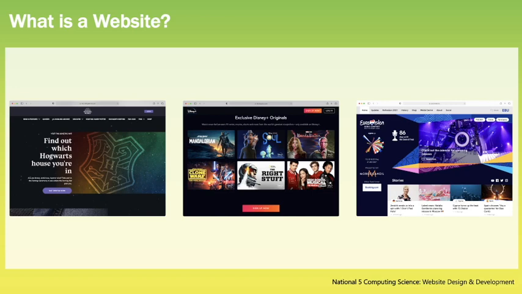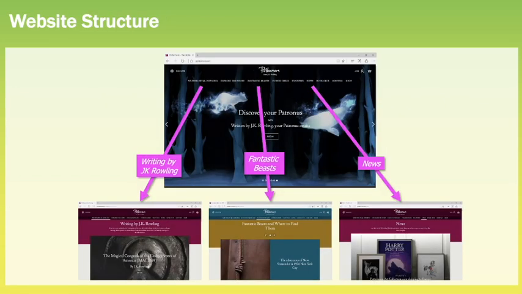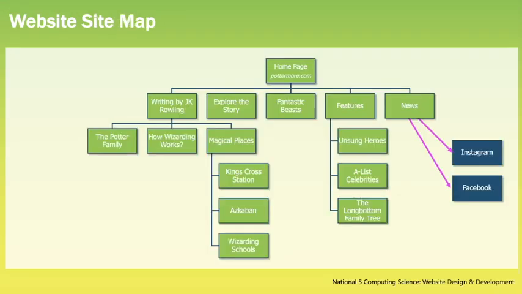Let's take the Wizarding World, or Pottermore, for example, and we can see how it might be structured. From the home page here, we are able to access a number of different pages, and from these pages we're then able to access other pages. So we can create a website sitemap that shows how all the pages are linked together. From the Pottermore homepage, I can access these 5 pages here. From the features pages, I'm able to access an additional 3 pages.